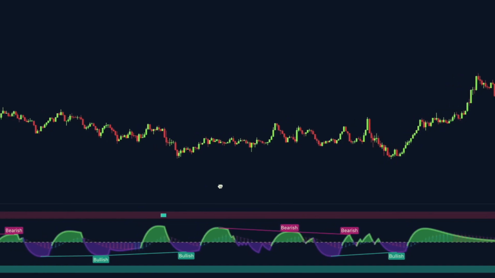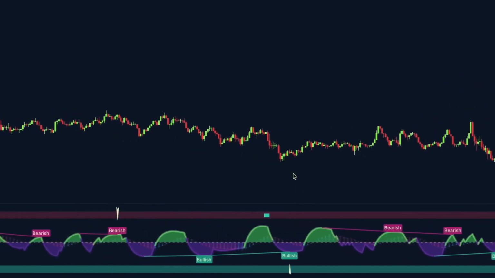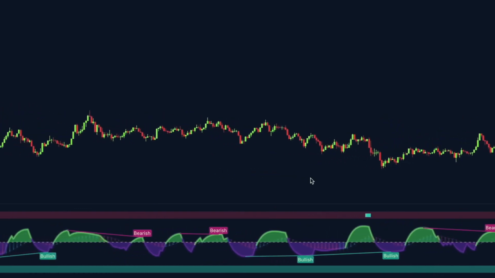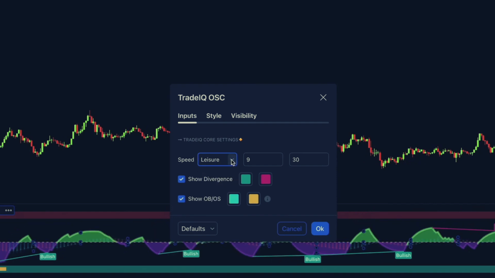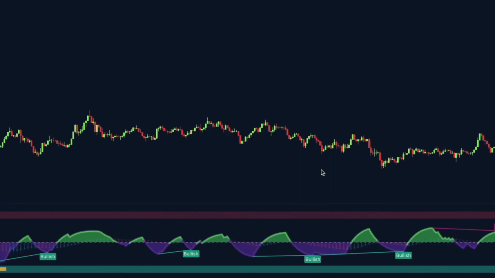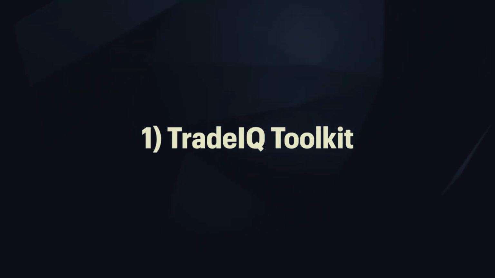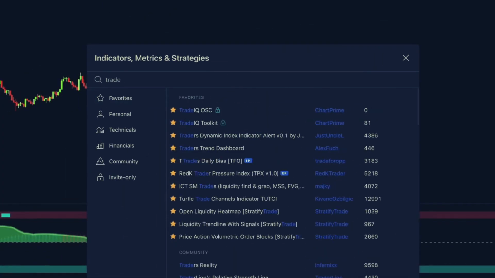Besides all these amazing features, the indicator comes with auto divergences, which can be enabled in the indicator inputs. You can also select how fast you want the oscillator to react to price changes. The Trade IQ Oscillator works in all time frames. It can be used as a trend filter or even a buy and sell confirmation indicator. Personally, I recommend combining it with the Trade IQ Toolkit, the first spot indicator on my list.